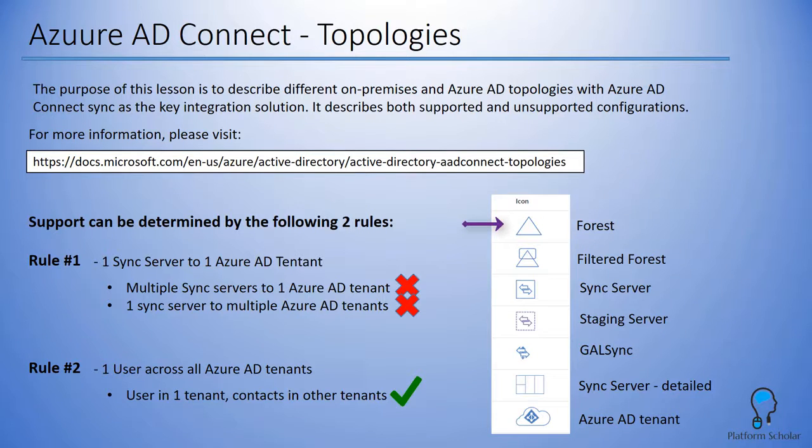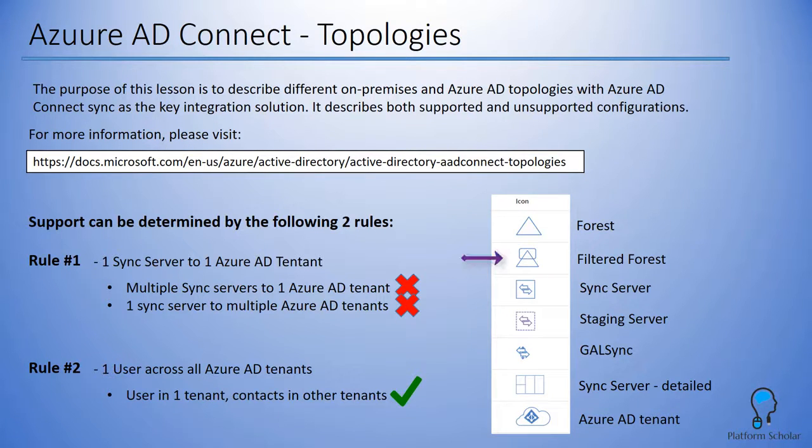Although we used a triangle for domains in the previous slide, the official Microsoft diagrams for this topic use a triangle to represent a forest. And there's no question about the ability to support multiple domains within a forest, so we don't even have to drill down to the actual domain level. We're only going to be talking about forests going forward.